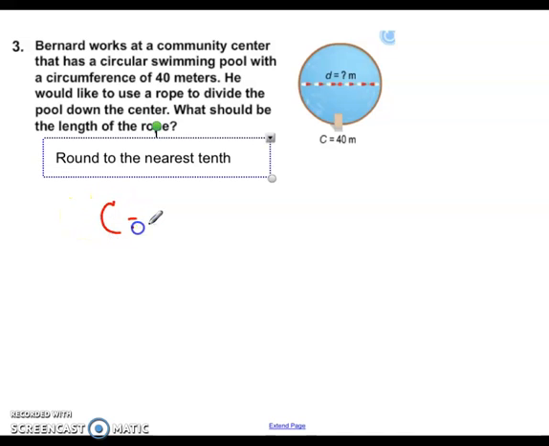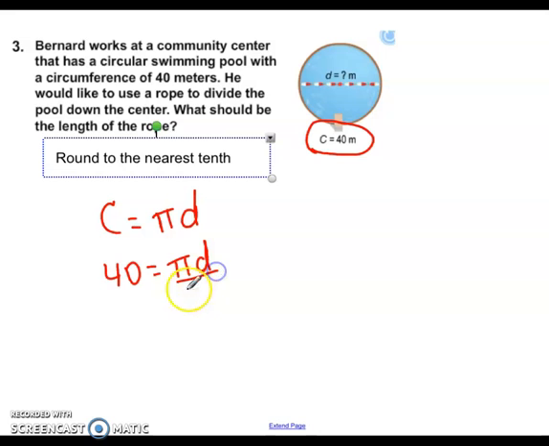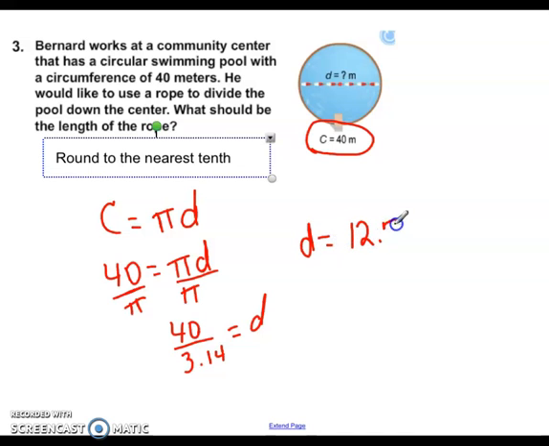So we know circumference equals pi d. We know the circumference of this pool is 40. So if we're solving for d, we want to get d by itself. We can divide both sides by pi. And we know the equivalent of pi is approximately 3.14. So we take 40 and we divide it by 3.14 to get the diameter. And when rounded to the nearest tenth, the diameter of rope that he needs is 12.7 meters. That will cut across the pool.